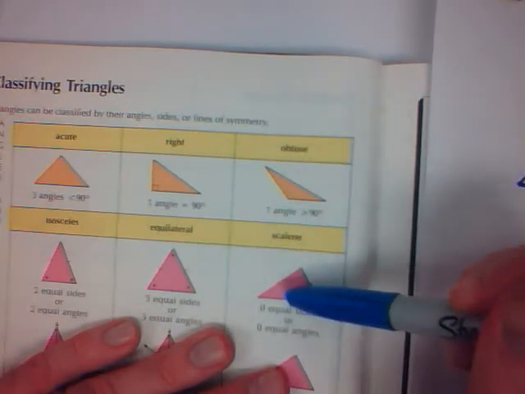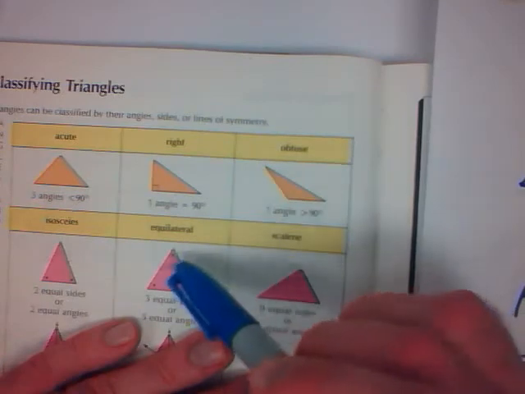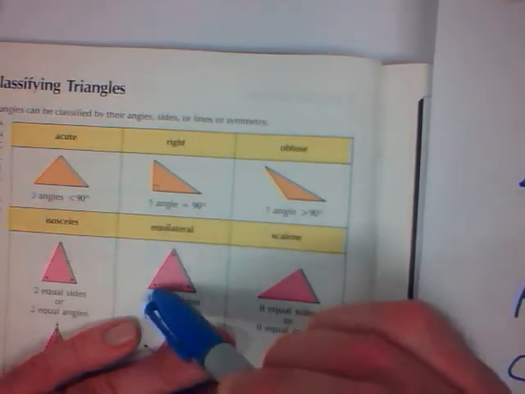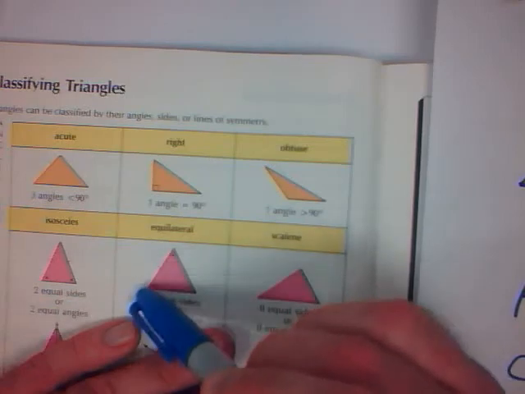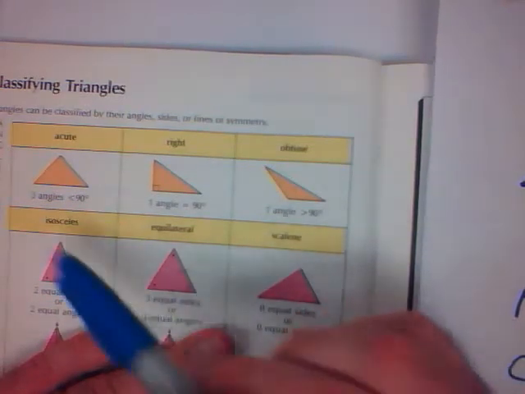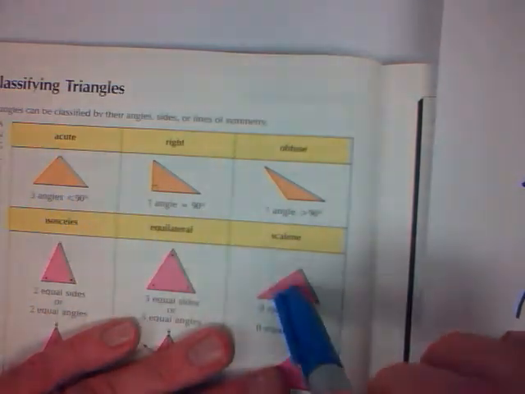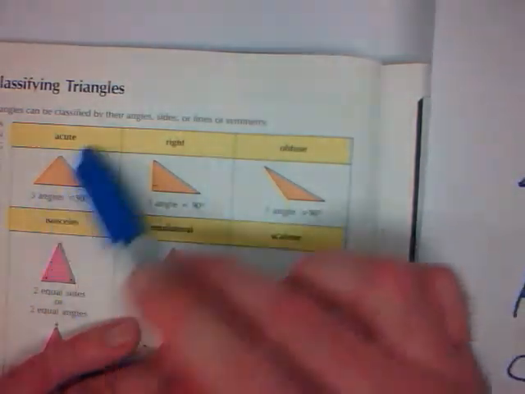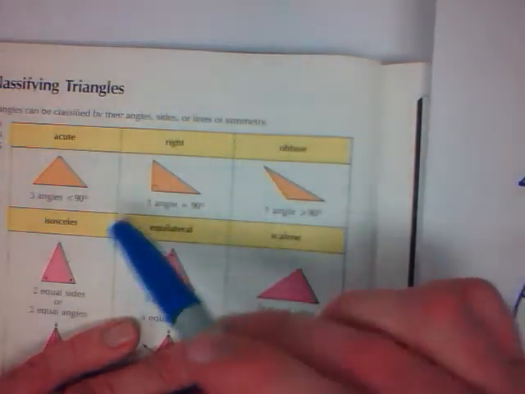You can have an obtuse scalene. You can have an obtuse isosceles. You cannot have an obtuse equilateral because these cannot be bigger than what they are already. And you can have an acute isosceles, you can have an acute scalene, and you can have an acute equilateral. So there are many combinations of these six. Some of them don't work, but many of them do.